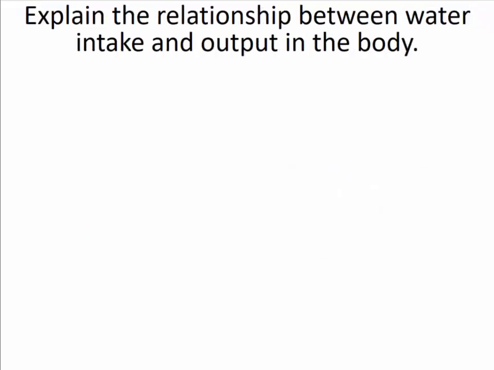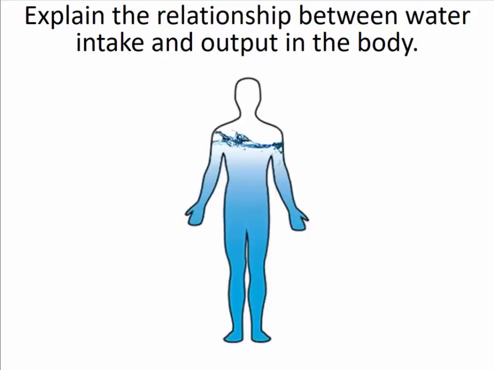The relationship between water intake and output in the body directly relates with the homeostasis that we've been discussing. Our body, again, is made up of approximately 40 liters of water, and in order to maintain homeostasis of our body water, the amount that we take into our body and the amount that we get rid of from our body need to be equal to each other in order to maintain that homeostatic amount of water.